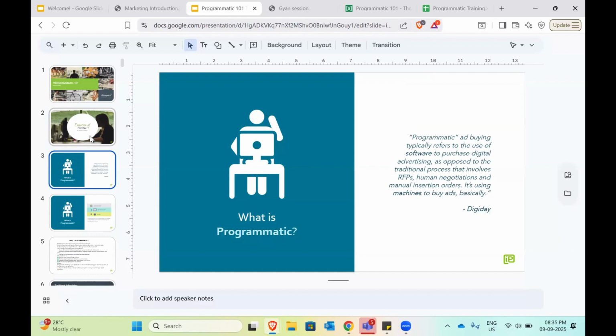Basically, if I talk about traditional buying, if I have to show my ad on the New York Times, before DSP, before programmatic, I used to directly reach out to the person at the New York Times and ask him, I want to show ads on your website on a certain page for a certain amount of time. And that is how the agreements happen. And then I traffic the creatives in the ad server.